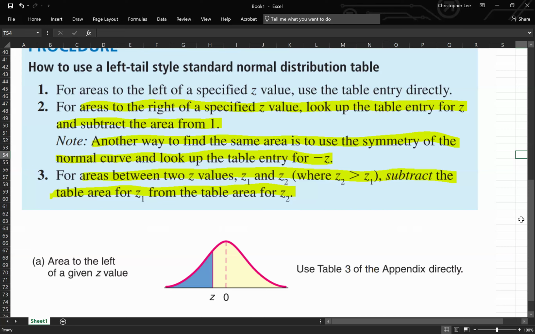P is less than negative. All of those answers in the table are less than, right? I'd rather you guys do the complement rule, where if you look up the answer and it's greater than, you just do one minus the answer you find. I think that's easier.